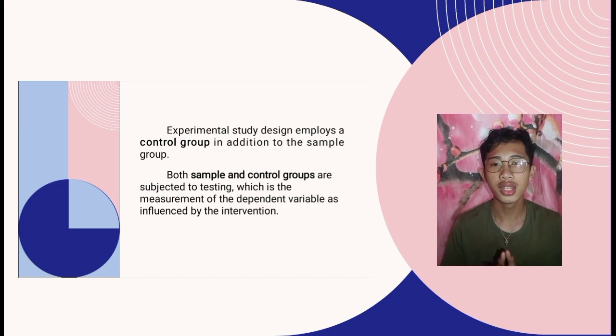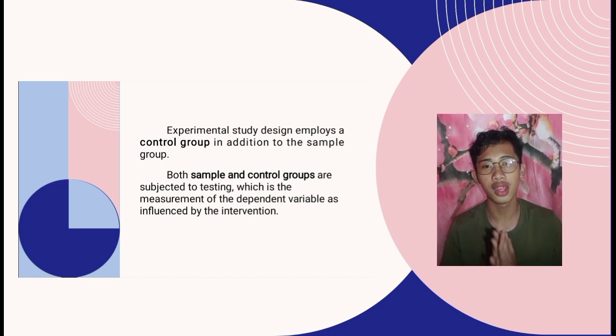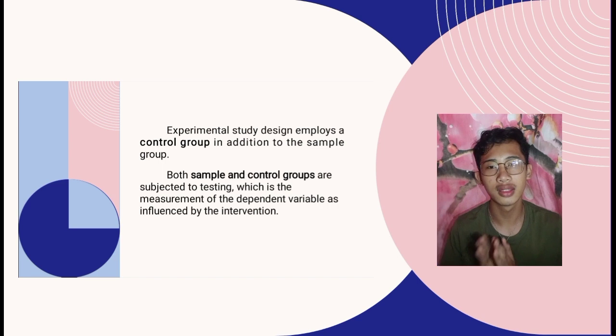Now, the change in the dependent variable as observed in each group, the control and sample group, is obtained quantitatively by determining the difference between measurements done before the intervention and measurements done after the intervention.